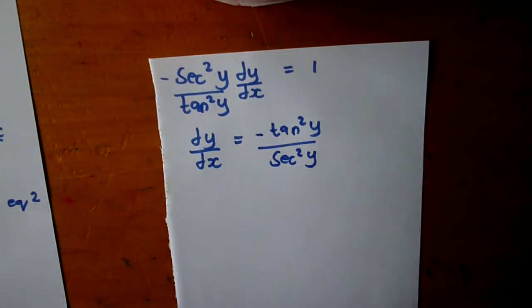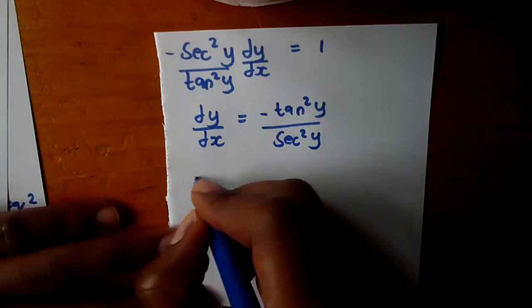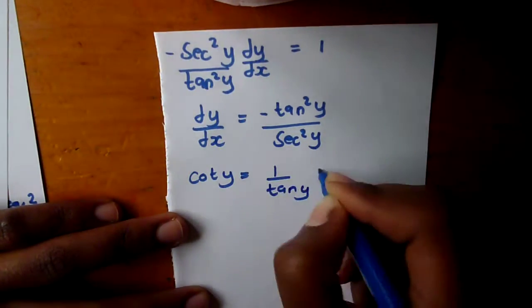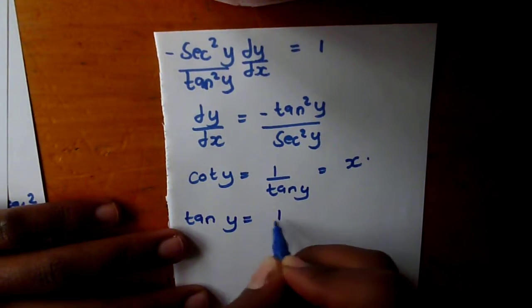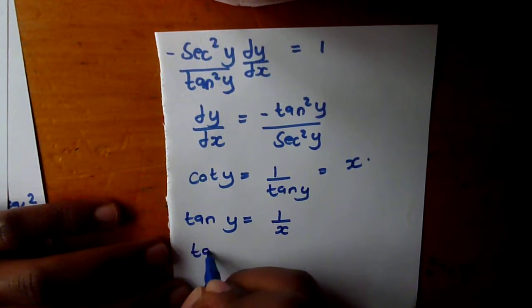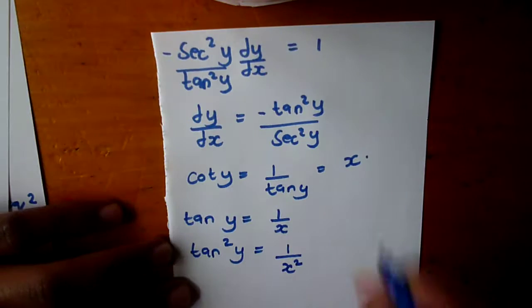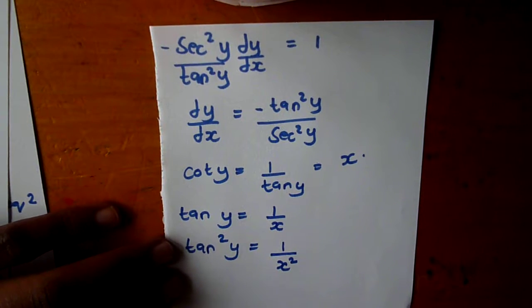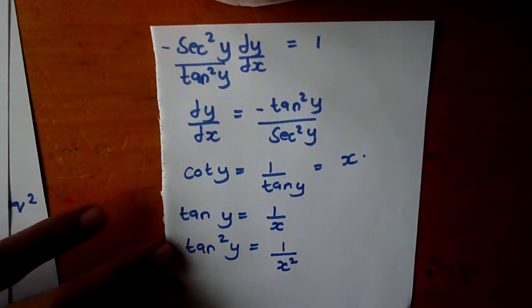In the first place, we had gotten that cot y was equal to x, and cot y is the same as 1 over tan y. So tan y is equal to 1 over x, and tan squared y will be 1 all over x squared, squaring both the numerator and the denominator. What about sec squared y? We'll have to draw a right angle triangle with an angle y in order to get the value of sec y.